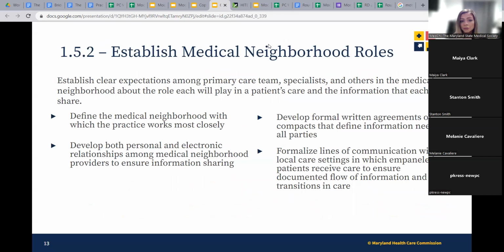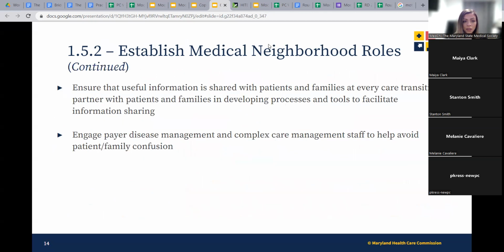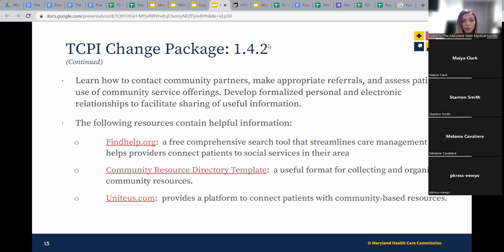Define the medical neighborhood with which the practice works most closely. Develop personal and electronic relationships to ensure information sharing. Develop formal written agreements and formalize lines of communication. Ensure that useful information is shared with patients and families at every care transition, and engage payer, disease management, and care management staff to help avoid patient and family confusion. And also learn how to contact community partners, make appropriate referrals, and assess patients' use of community offerings. Develop formalized relationships for sharing useful information.